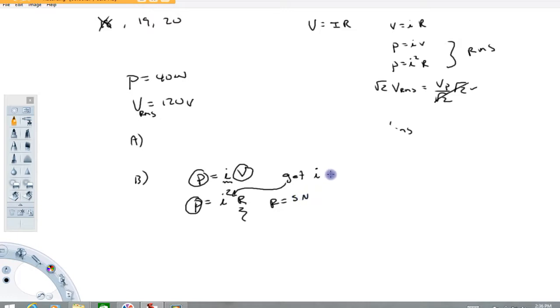Now, once you get the current, you could also just go to Ohm's law. Voltage equals current times resistance. And you could put your RMS voltage here and the current you calculated here and get the resistance that way. Either one will work just fine. All right, so that's part B.